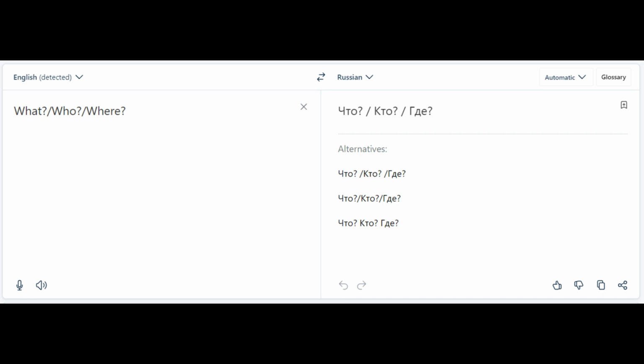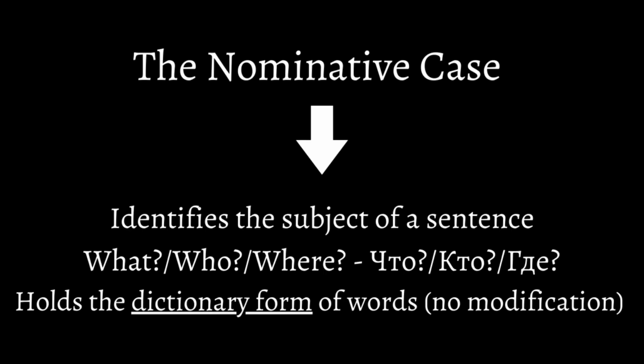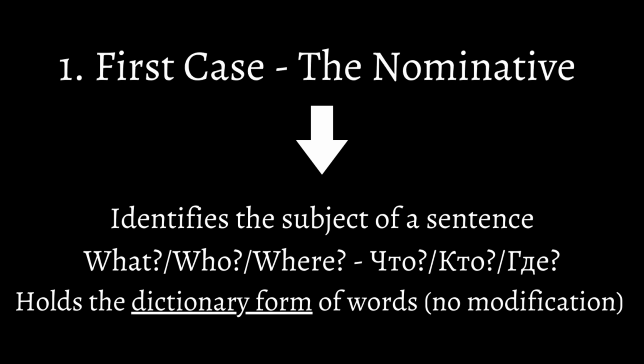Now, what makes the nominative very simple, and you'll see with examples on the way, is that it's the dictionary format for any noun that there is in Russian. So there is no modification in the nominative. Because it is the first case in Russian, the format of any word in the nominative is unchanged, so words do not get modified in this case.